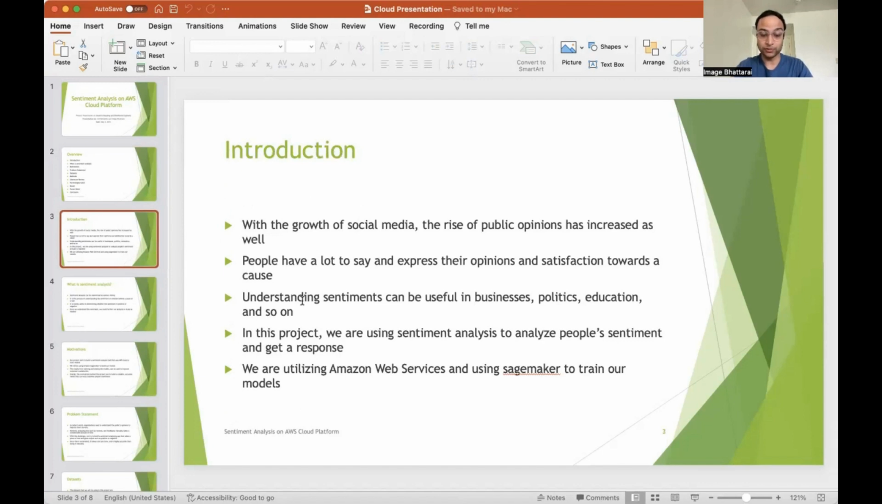As we all know, with the growth of social media, the rise of public opinions has increased as well. Nowadays, people have a lot to say and they express their opinions and satisfaction towards a cause or a product. Understanding the sentiments of people can be useful in different scenarios such as business, politics, education, and so on. In this project, we are using sentiment analysis to analyze people's sentiment, and we will be outputting the response that we get from this project. We are utilizing AWS, and we are using Amazon SageMaker to train our models.